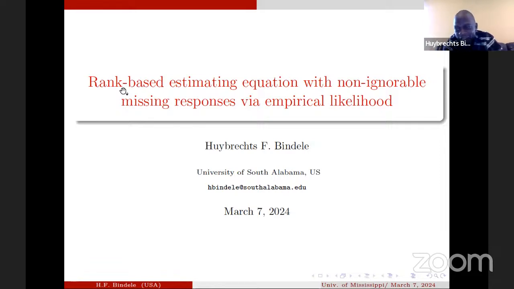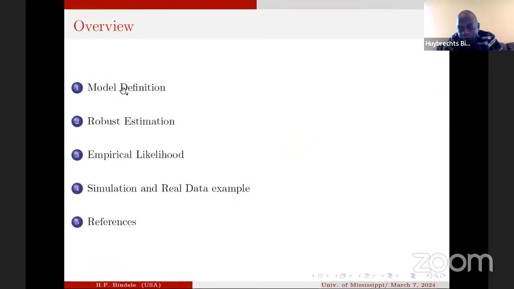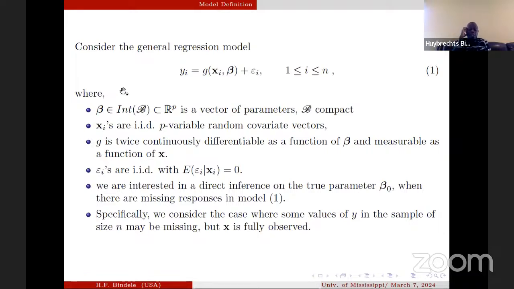Well, good morning, and thank you for being here. I've decided to talk about this particular topic. It is a collaboration work that I conducted with a colleague at Georgia State University, Yichuan Zhao. It is about rank-based estimating equation with non-ignorable missing response via empirical likelihood. The idea relies on considering a regression model. Okay, we have a regression model, and we are mainly interested in the estimation of the model parameters.